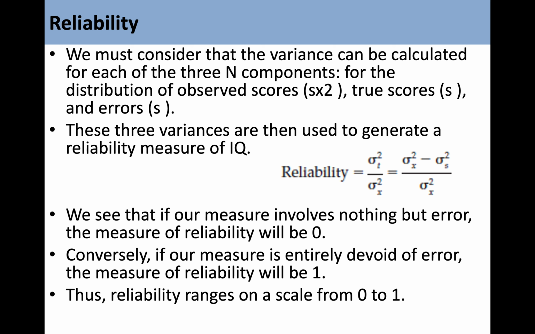We see that if our measure involves nothing but error, the measure of the reliability will be 0. Conversely, if our measure is entirely devoid of error, the measure of the reliability will be 1. Thus, reliability ranges on a scale from 0 to 1. The closer to 1 it is, the higher the reliability. The closer to 0 it is, the lower the reliability.